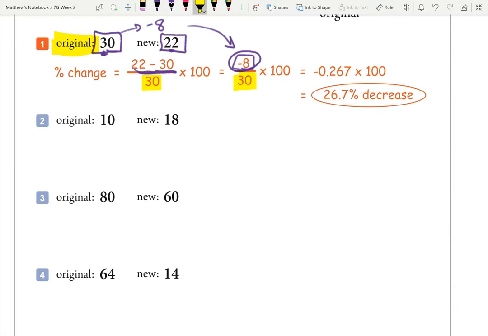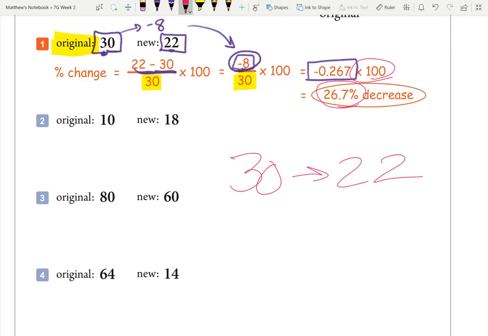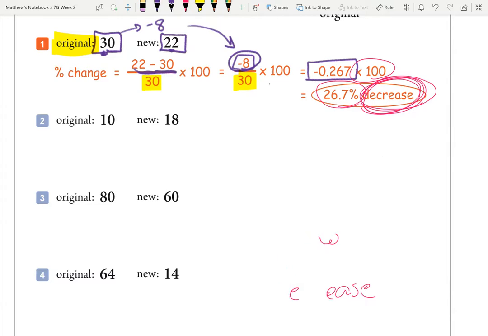And then when I do -8 divided by 30, it gives me -0.267. Now I need to convert that to a percentage, so I multiply by 100, and it gives me 26.7%. And since it's going down from 30 to 22, it's going down, that's going to be a decrease. Now, if it were going up from like 30 to 38, then it'd be a 26.7 increase, but it's going down here. All right, let's go ahead and do the next problem.